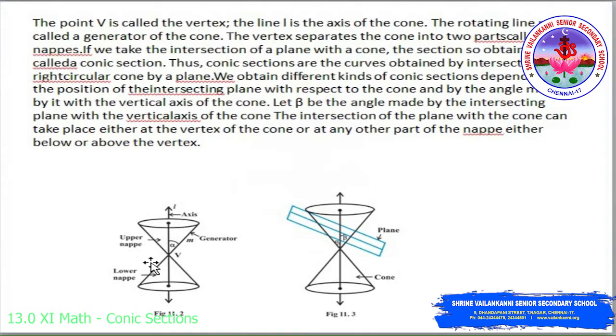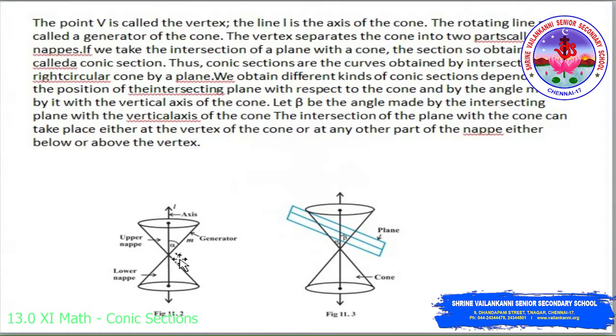The vertex separates the cone into two parts called nappes. If we take the intersection of a plane with a cone, the section so obtained is called a conic section. Thus, conic sections are the curves obtained by intersecting a right circular cone by a plane. We obtain different kinds of conic sections depending upon the position of the intersecting plane with respect to the cone and by the angle made by it with the vertical axis of the cone.